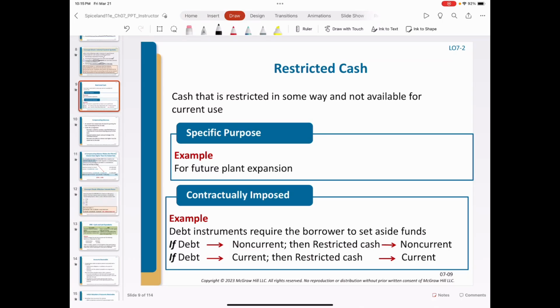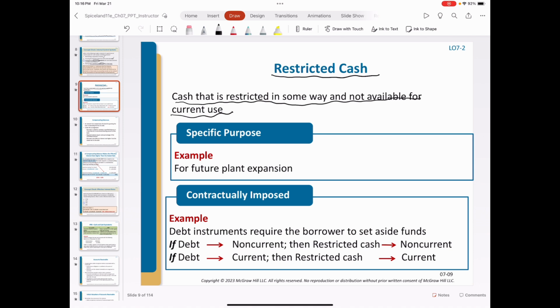Restricted cash. Physically, this is actually cash or money, but in terms of financial reporting, this cash has restrictions. In other words, it loses the liquidity that it is supposed to have. So this cash is restricted in some way that makes it not available for current use. This cash loses its liquidity.